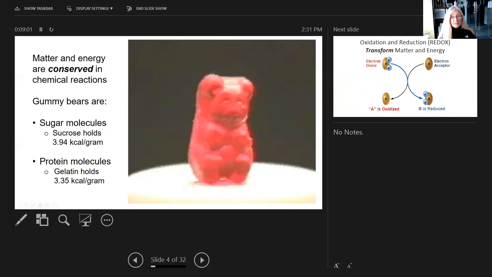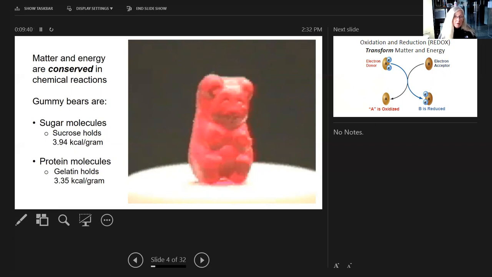And then protein molecules, gelatin in particular, because it was molded to look like this gummy bear, have a little bit less than that, right? 3.35 kilocalories. That's a unit of energy. So there's lots of molecules of both of these things in that gummy, probably some other stuff too, red dye number whatever, and other things. We'll just stick with the matter. So what are sugar molecules made out of? They're made out of carbon, hydrogen, and oxygen. Protein molecules are too, with a few other things, right? There's a little bit of sulfur thrown in there.